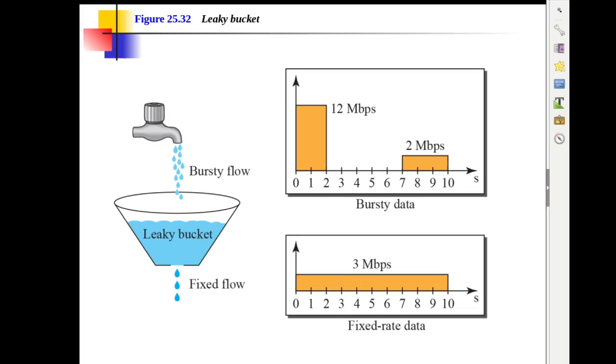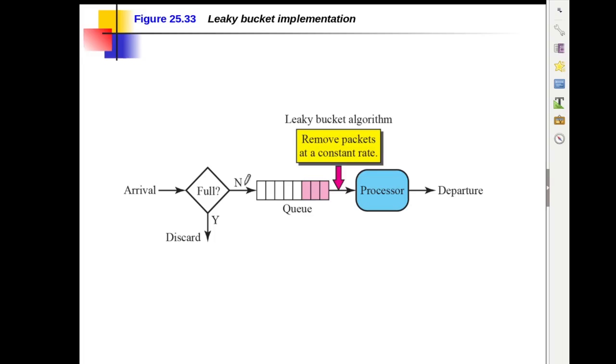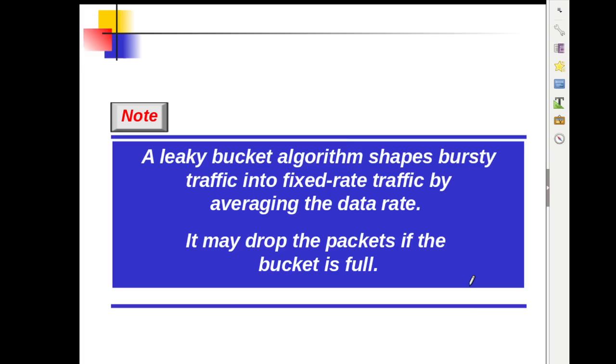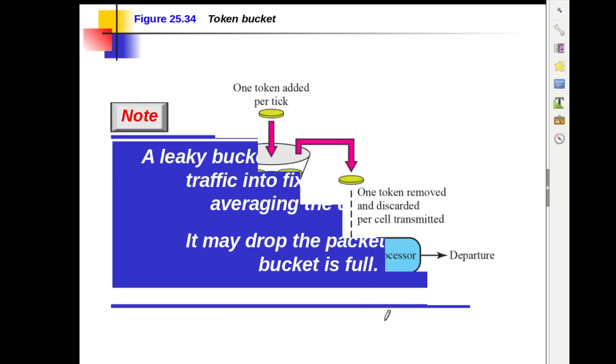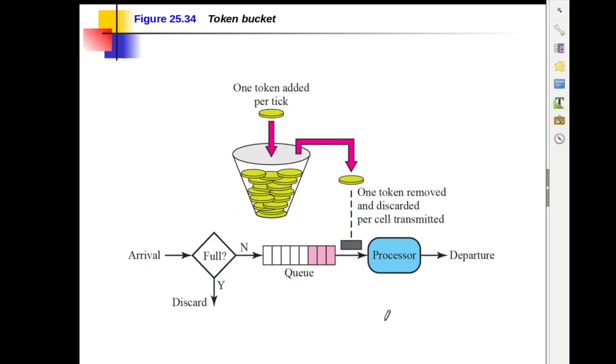Now another thing, if you want to implement this leaky bucket, what you will do, you will have a queue and you will transmit the data with a fixed rate. A leaky bucket algorithm converts bursty traffic into fixed rate traffic by averaging the data rate. So it may drop the packets if the bucket is full. Now let me tell you about token bucket. So what happens in token bucket?